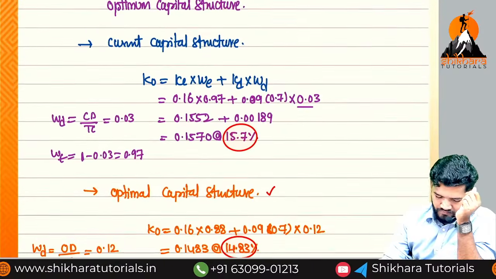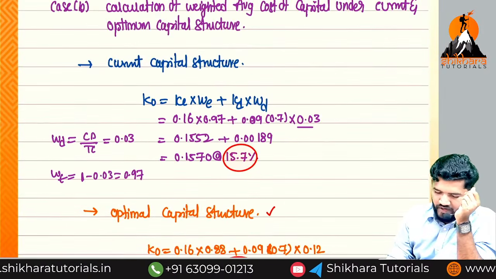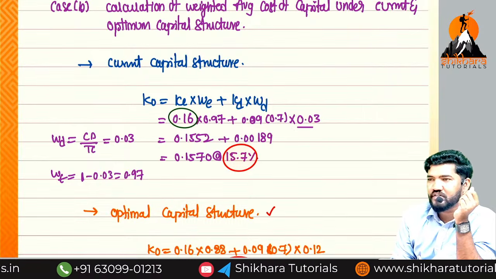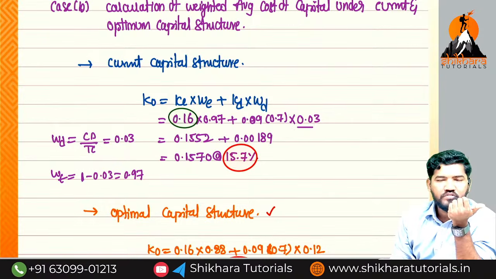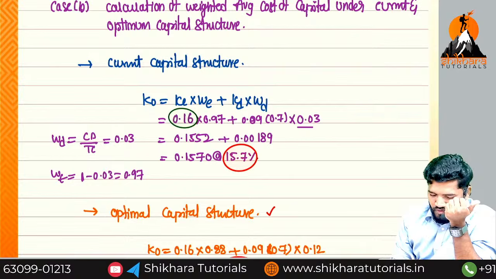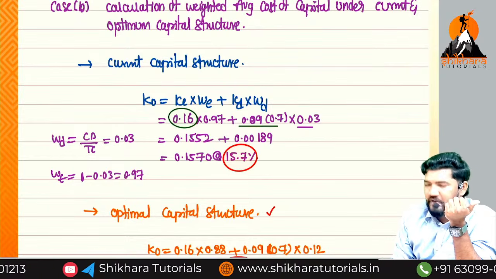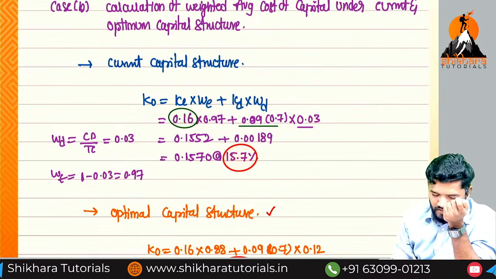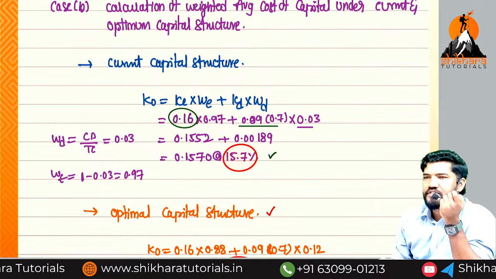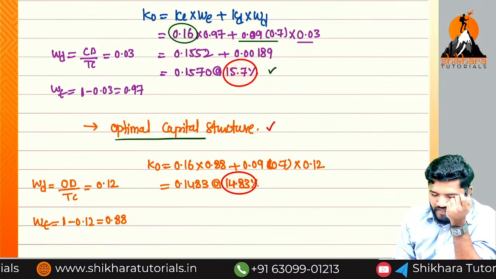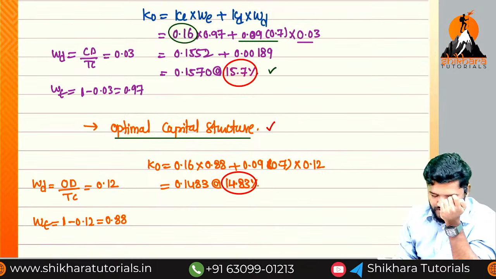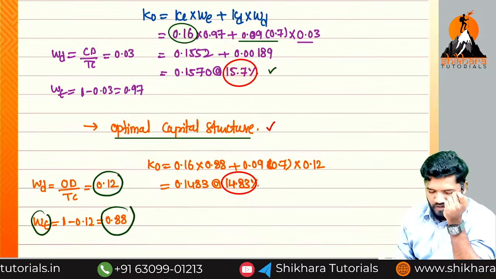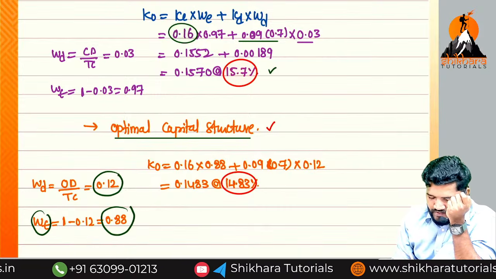See this calculation. Sir, we have multiple Ks. Now, why are you considering 0.16? The 9% is KD, but why are you multiplying with 0.7? 9% is pre-tax, sir. We want post-tax. If you calculate, you will get 15.7%. Next, if you follow optimal capital structure, the weights are changed. Weight of debt 12%, weight of equity 88%. Now, if you calculate, you will get 14.83%.